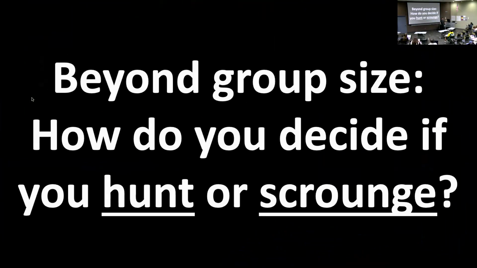That's group size. And in that case, we had one producer, one wolf taking down the moose, but then a bunch of others that were just hanging out, waiting for food to fall in their laps. So how do you decide if you're the producer or the scrounger? Is kind of the question here.